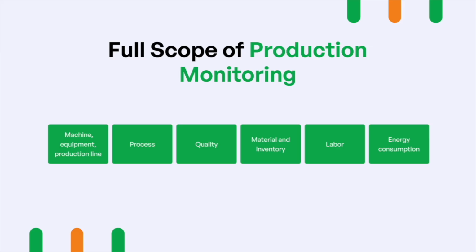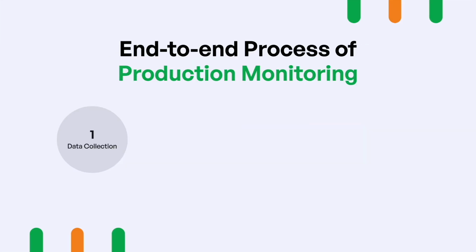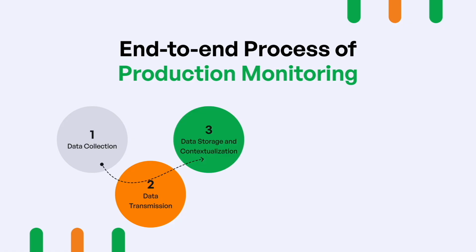Now let's quickly walk through the end-to-end process of production monitoring. The process starts with collecting raw data, using sensors, PLCs, barcode scanners, operator terminals, or connections to other business systems. Then the data moves to storage, using networks, wireless technologies, or even manual transfers. Next, the data is given context, for example, linking temperature recording to a specific machine, batch number, product, and timestamp.